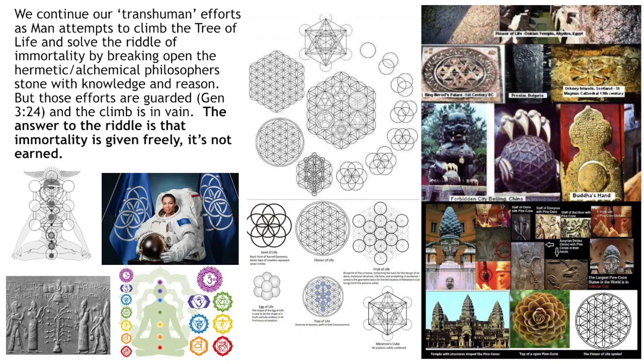We continue our transhuman efforts as man attempts to climb the tree of life and solve the riddle of immortality by breaking open the hermetic alchemical philosopher's stone with knowledge and reason. But those efforts are guarded, and the climb is in vain. The answer to the riddle is that immortality is given freely. It's not earned.